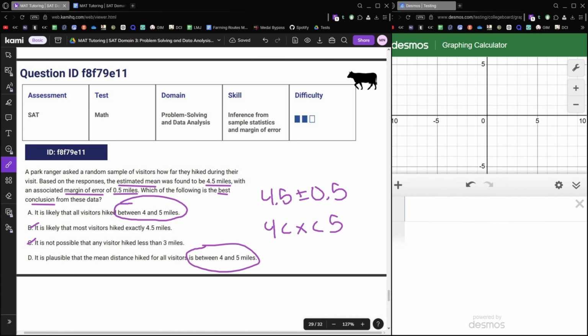Now the key thing you want to notice here is that they say it's the mean. Our result is the mean value. If we look at answer choice D, they also say the word mean. Since these both talk about the mean value, our best answer would be D.